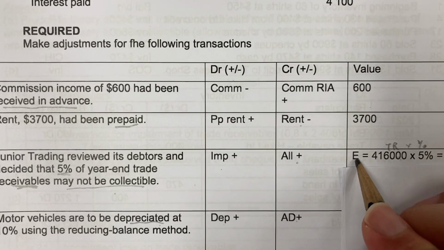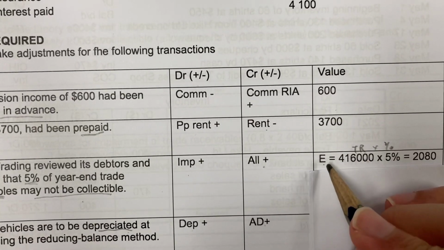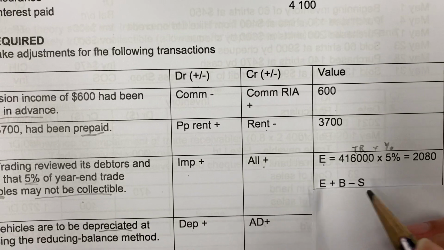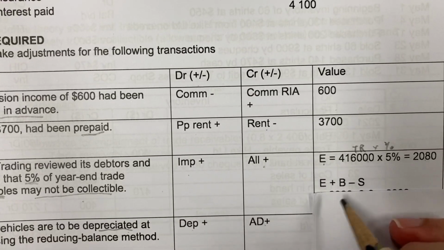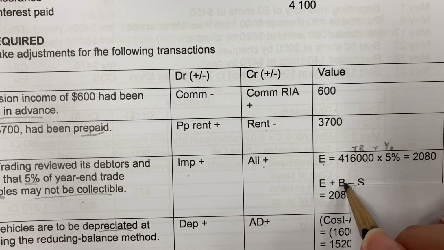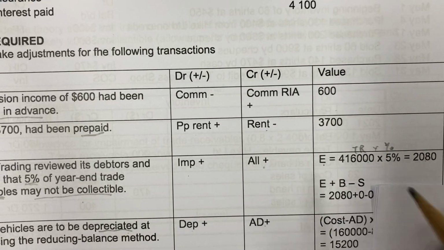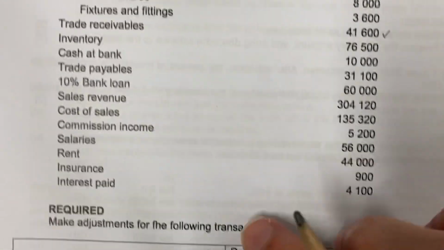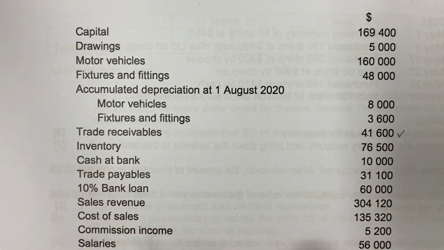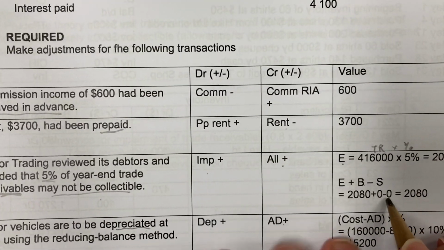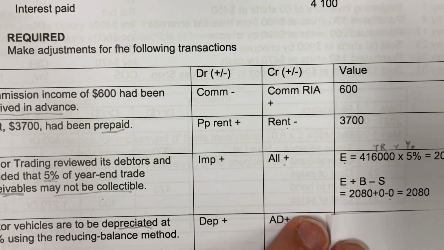So with your ending balance, all you need to do now is to use the formula E plus B minus S. So ending is 2,080. Then your bankrupt, there is no bankrupt in the question, so it's 0. And S is your starting allowance. As you see in your trial balance, there is no starting allowance. Therefore, it's 0. That's how you get 2,080.